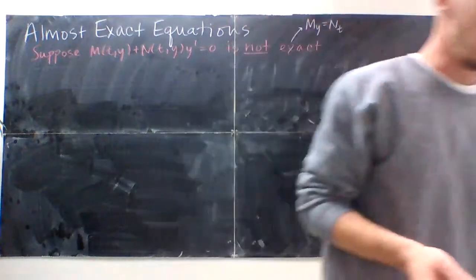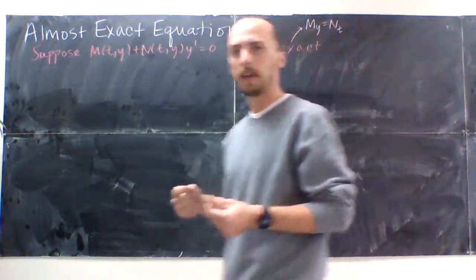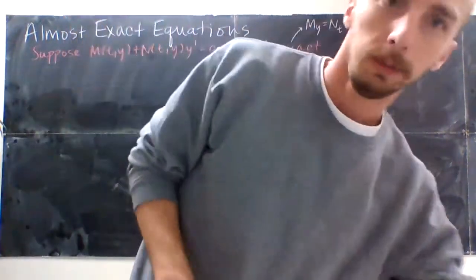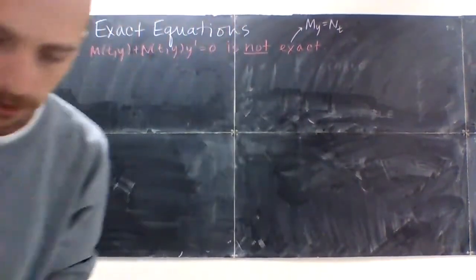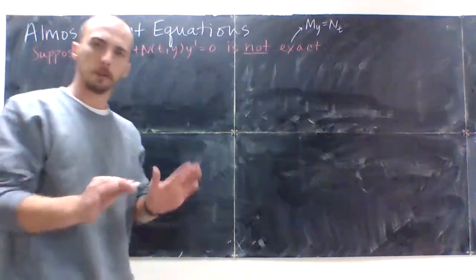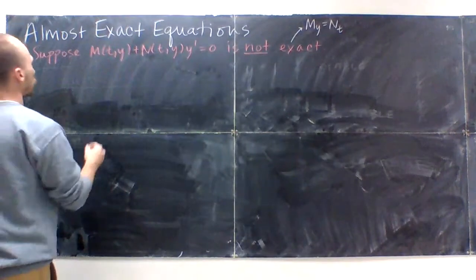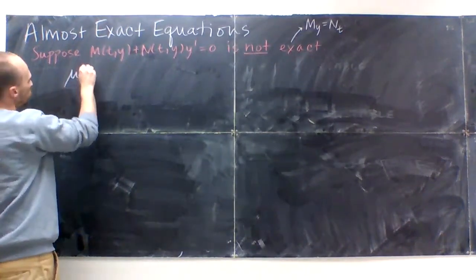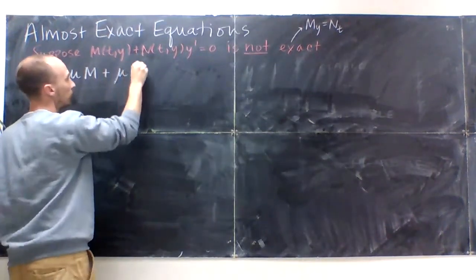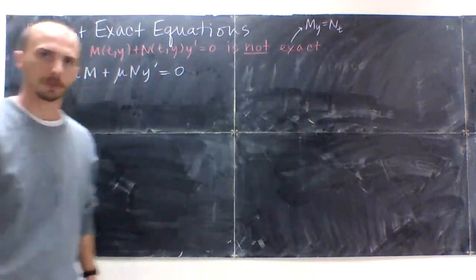So what we're going to do is say that this is not exact, but I'm hoping that I can find some sort of mu, which is going to be a function of t and potentially y. As you'll see, it's actually going to be one or the other, but it's going to be some function that we can multiply on both sides of this differential equation to make it exact. So the new situation I'm interested in is mu times M plus mu times N y prime is equal to 0.